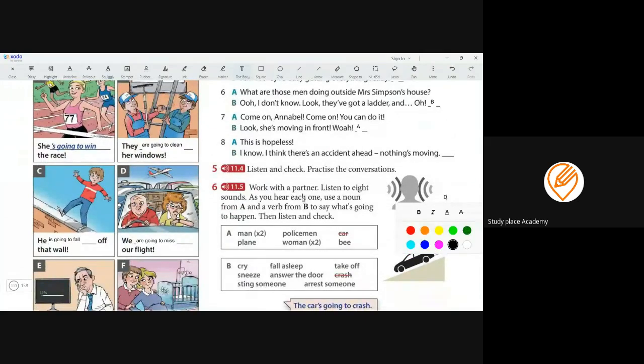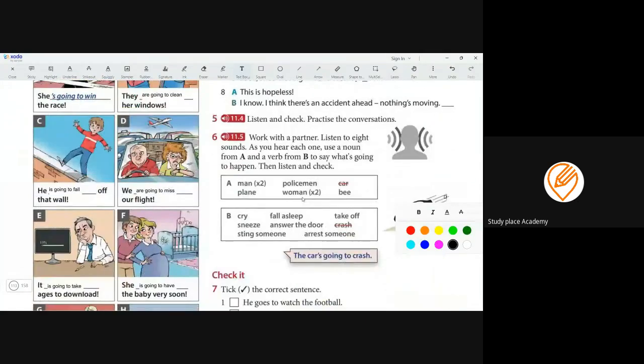Now we are going to listen. And as we hear each one, use the noun from A and the verb from B to say what's going to happen. Then listen to and check. So we are going to listen to 8 conversations, and we are going to expect what's about to happen, what's in the future. So I will look the audio up.